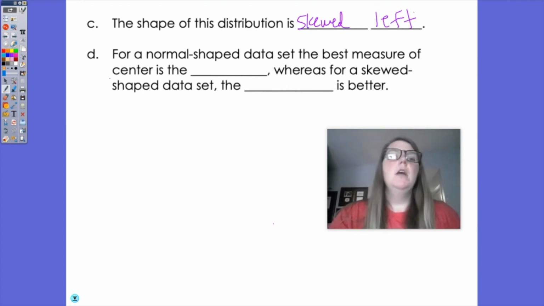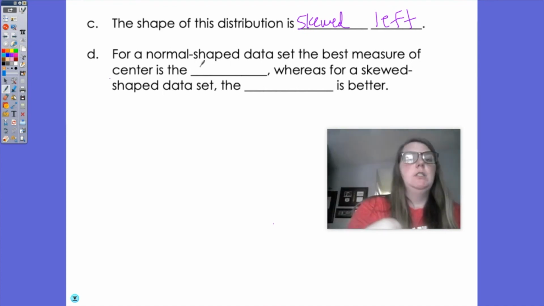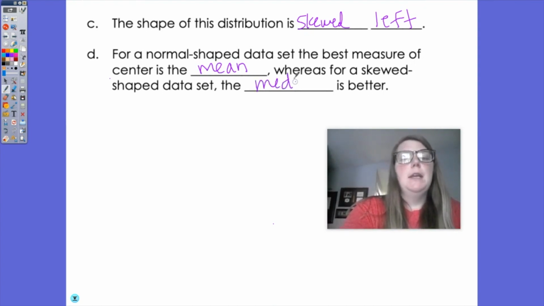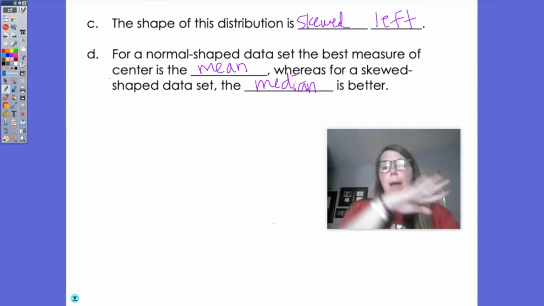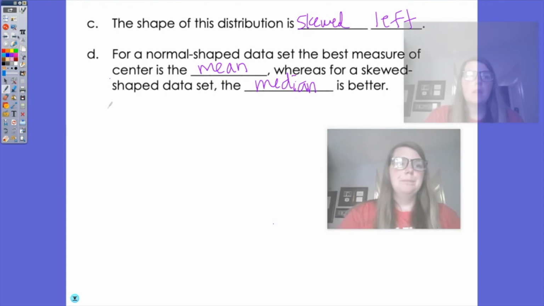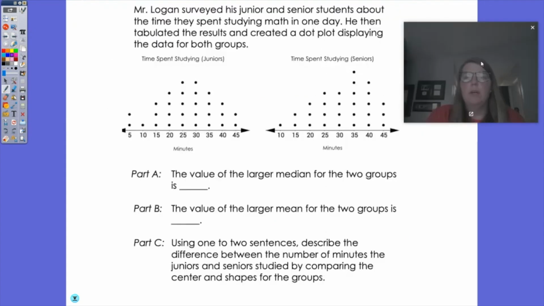For normal shaped data, the best measure of center is going to be the mean. For skewed data, we always want to use the median. So I'm going to say that again because it's very important. For normal, that bell curve shape, we want to use the mean. If it's skewed left or right, we want to use the median. All right, let's look at one last question.